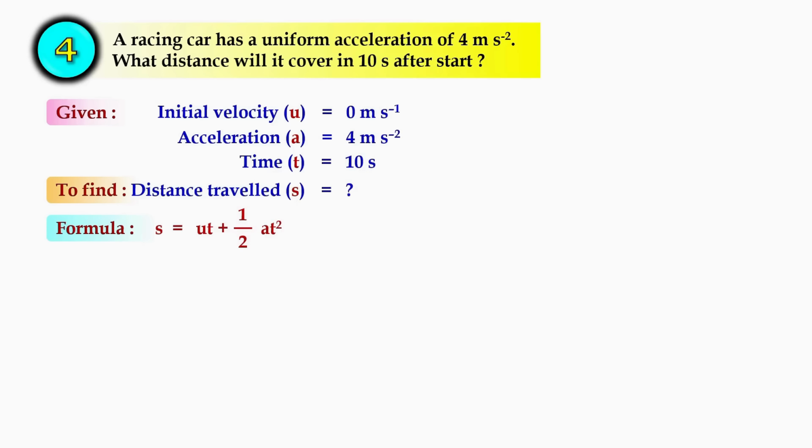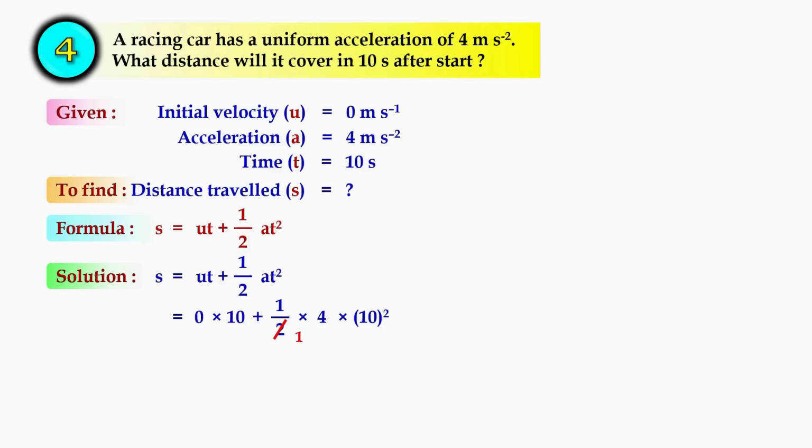To calculate the distance, we use the equation that relates displacement, velocity, acceleration, and time. Displacement equals initial velocity multiplied by time plus half multiplied by acceleration multiplied by time squared. Now substitute the given values. Initial velocity is 0, time is 10 seconds, and acceleration is 4 meters per second squared. So the distance becomes 0 multiplied by 10 plus half multiplied by 4 multiplied by 10 squared.